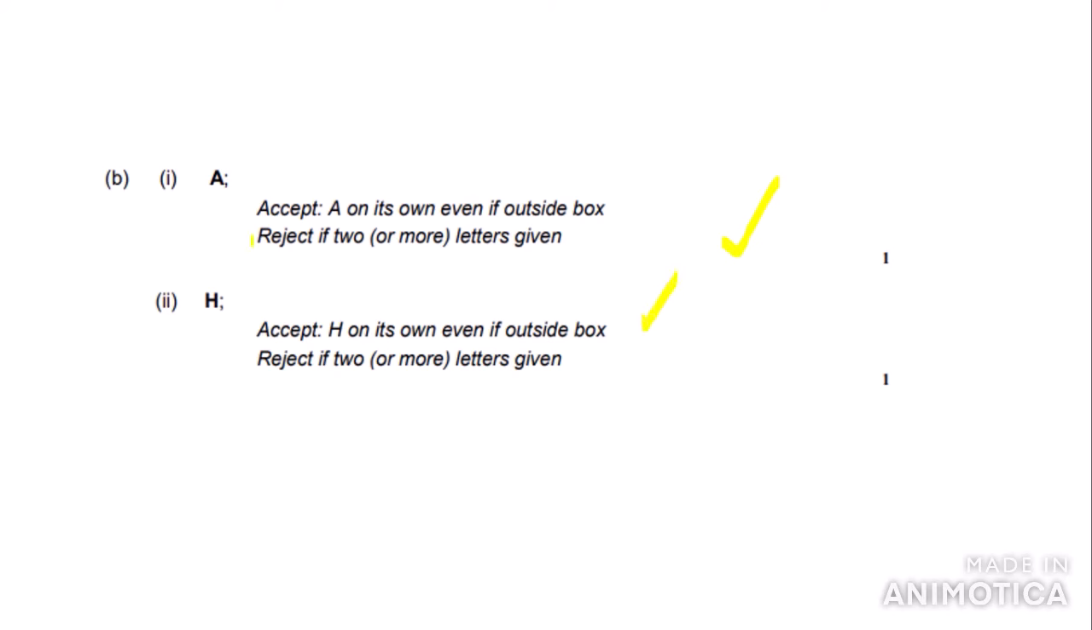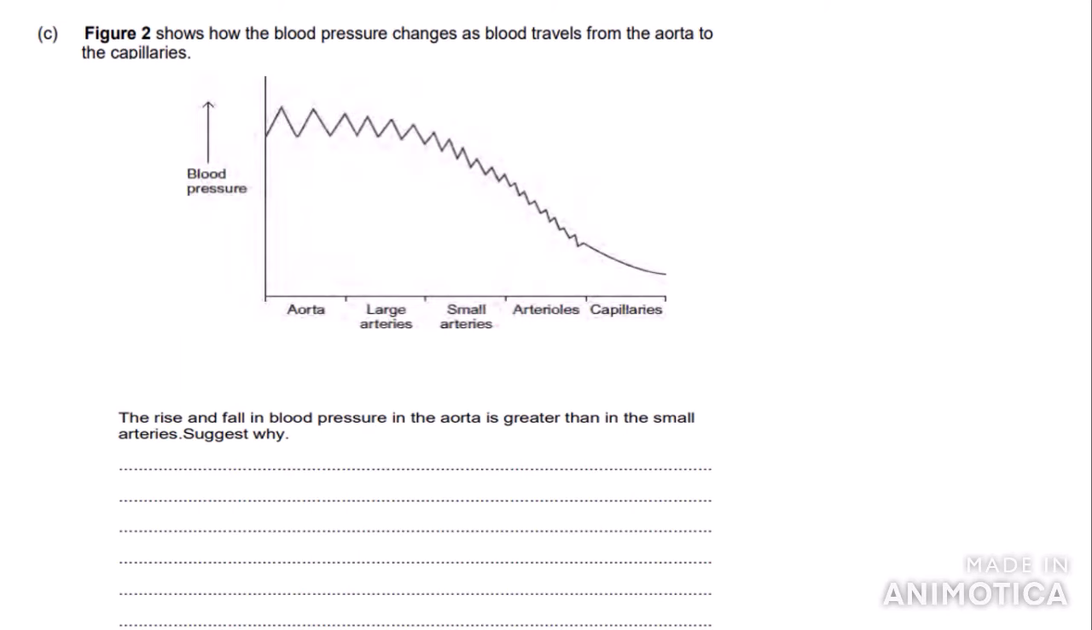Now it says here, accept A on its own even if outside box. Now if you are anything like I was at A level, I change my mind a lot, so my answer often doesn't end up inside the box. So you still accept it even if it's not in the box. Now it says reject if 2 or more letters given. So if you put A or D, for example, you don't get any marks, you just need one of them to be wrong.